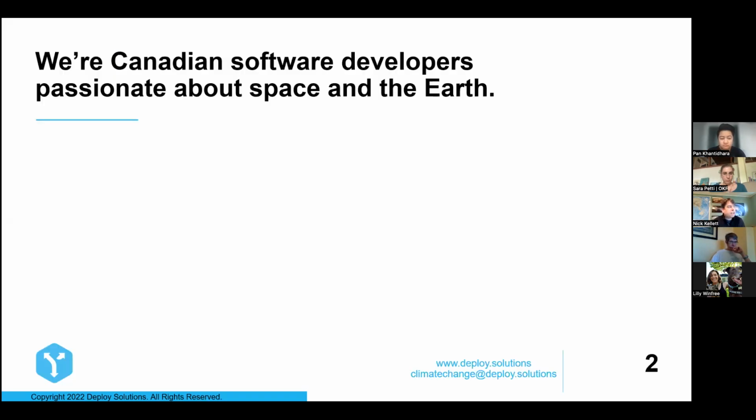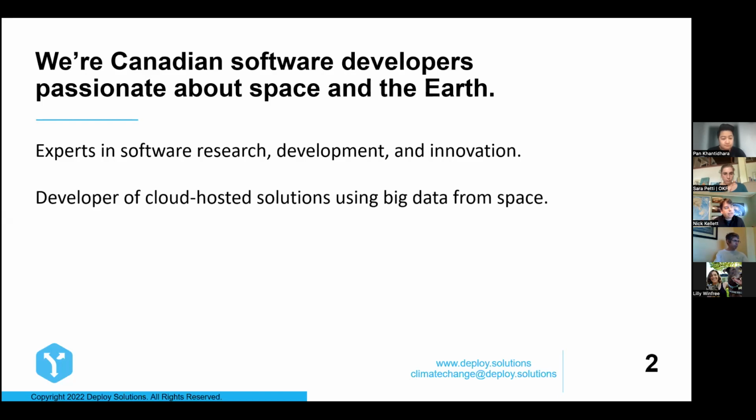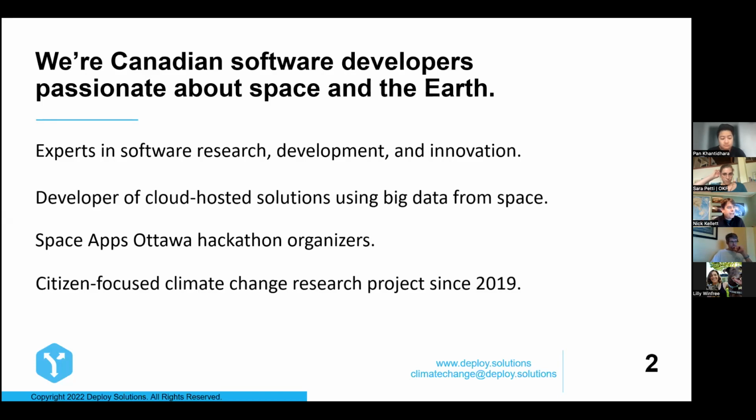So briefly, we're Canadian software developers. We're passionate about space and the earth. We are experts in software research, development, and innovation. We build cloud-hosted solutions using big data from space, so a lot of Earth observation. That's kind of where we came from. We help organize an annual hackathon, the NASA International Hackathon in the Ottawa area. And again, as I mentioned, we've been focused on climate change research since 2019.